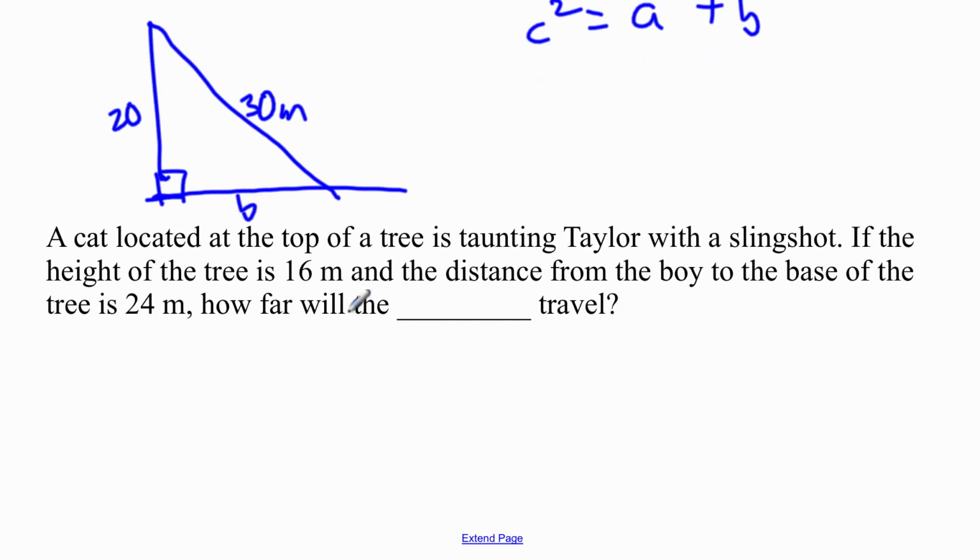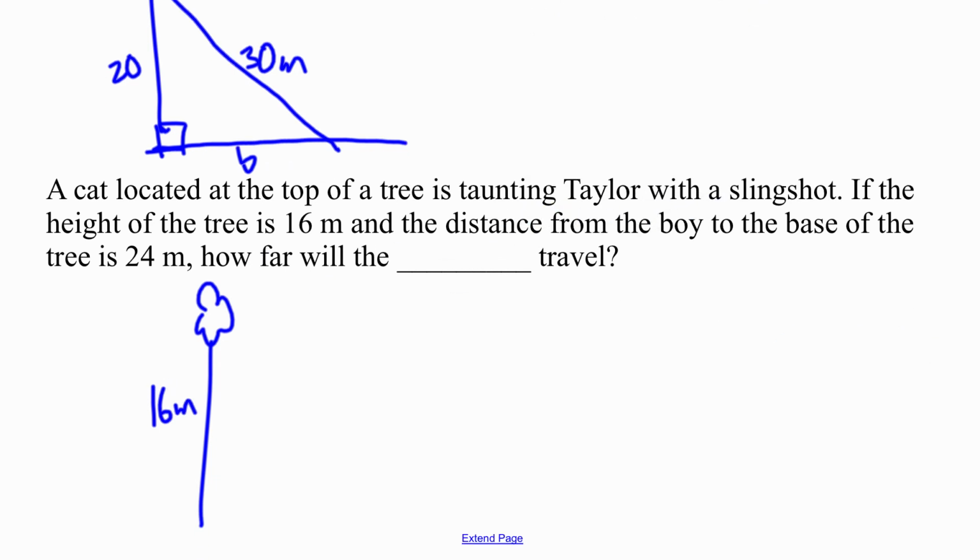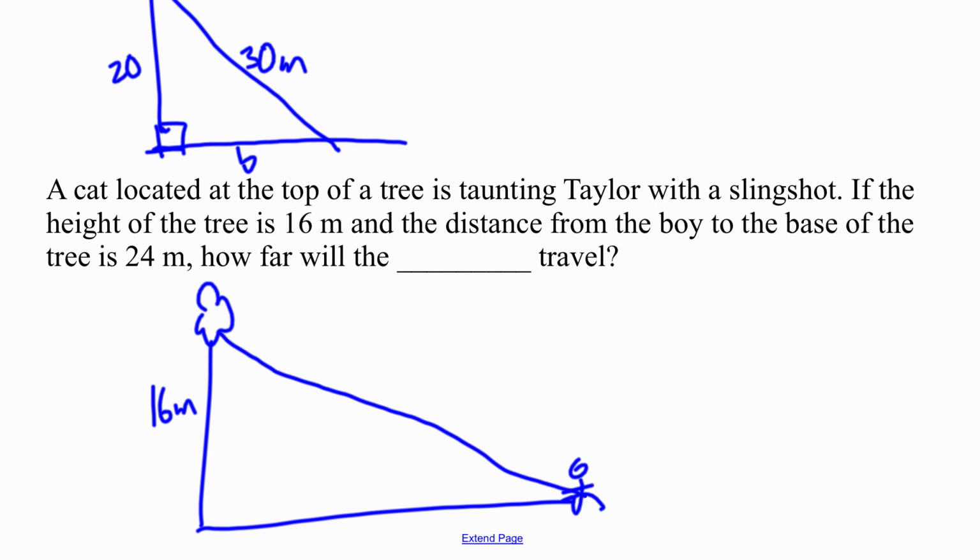Okay, last question. A cat located at the top of a tree is taunting Taylor with a slingshot. Darn cat. Okay, here's a tree. The height of the tree is 16 meters. And the distance from the boy to the base of the tree is 24 meters. And here's the boy over here. Okay. And the question is, he's got a slingshot, so whatever he puts in the slingshot, maybe it's catnip that the cat's going to catch. Well, whatever. Anyway, they say the distance from the boy to the base of the tree is 24, so this distance here is 24.